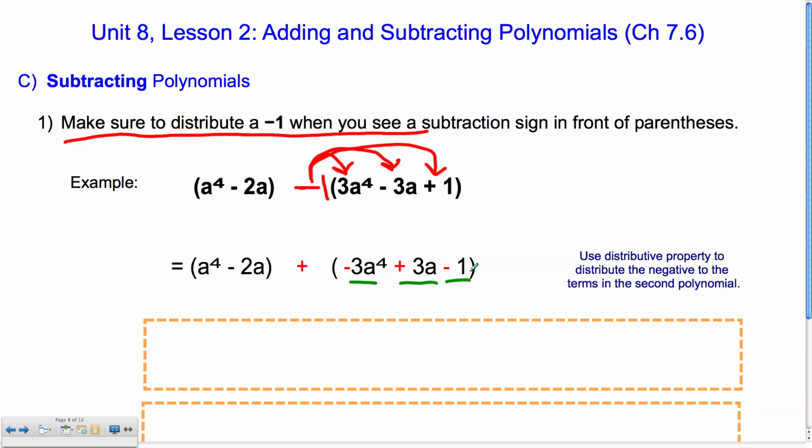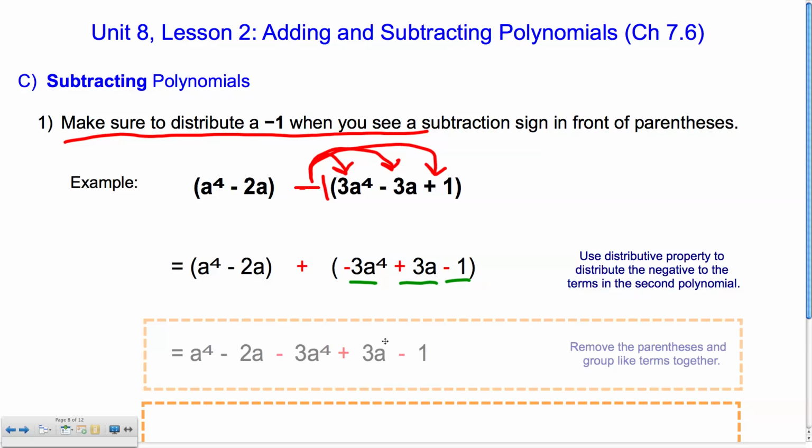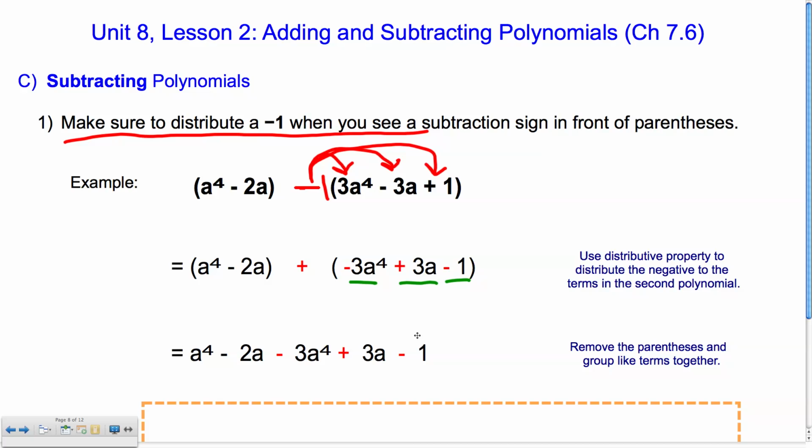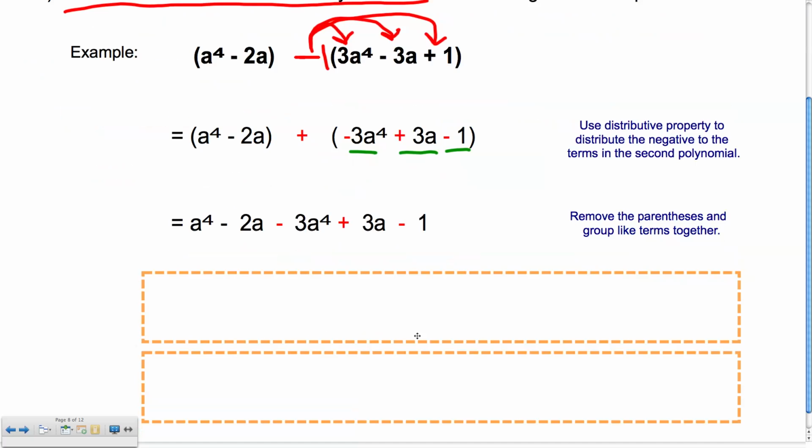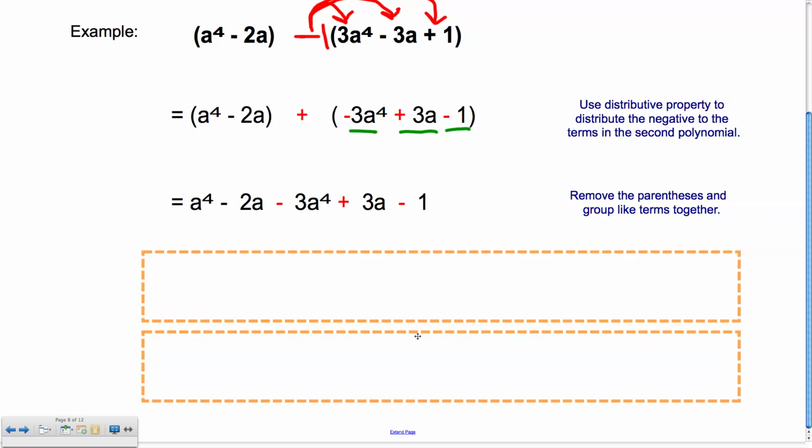At this stage, do you really need those parentheses in there? Nah, they could be gone at this stage. I put them in just to see where it comes from, but they don't need to be there anymore. Okay, so now we're basically going back to doing what we've been doing in the slides so far. Let's look for like terms. We have 4a to the 4th minus 3a to the 4th.